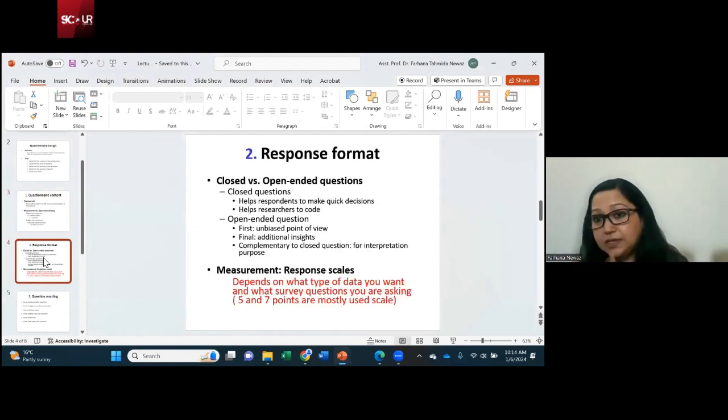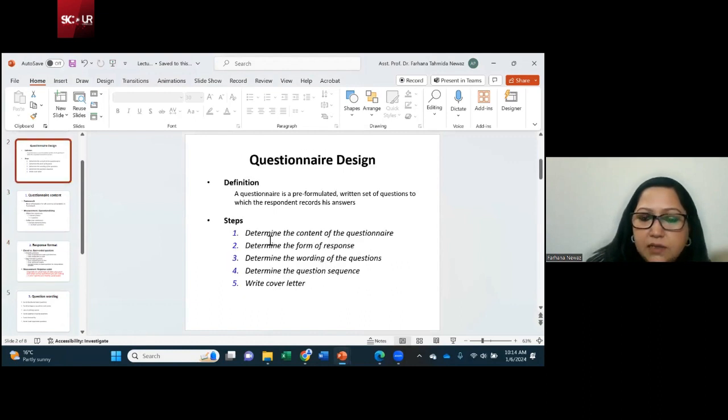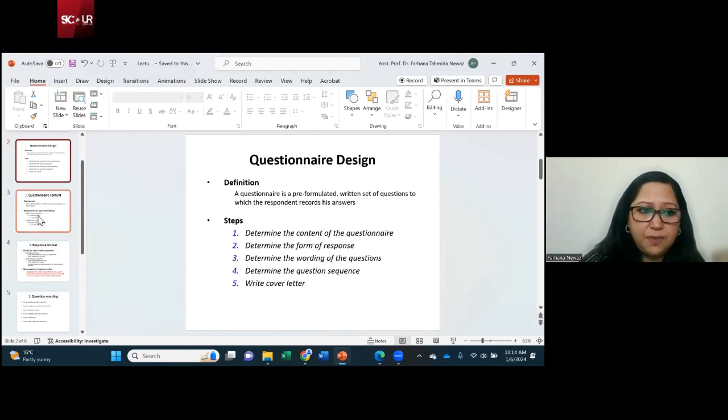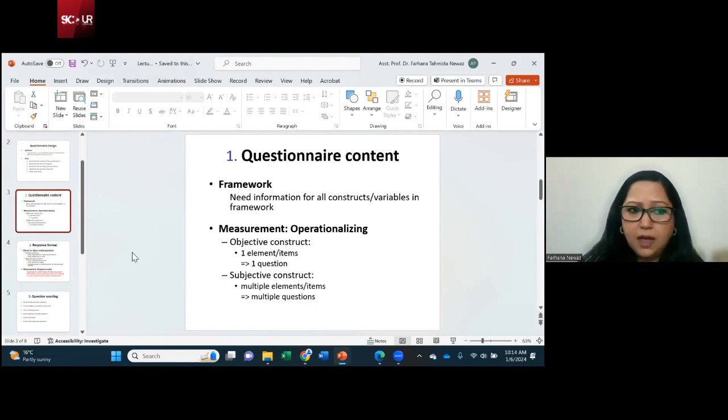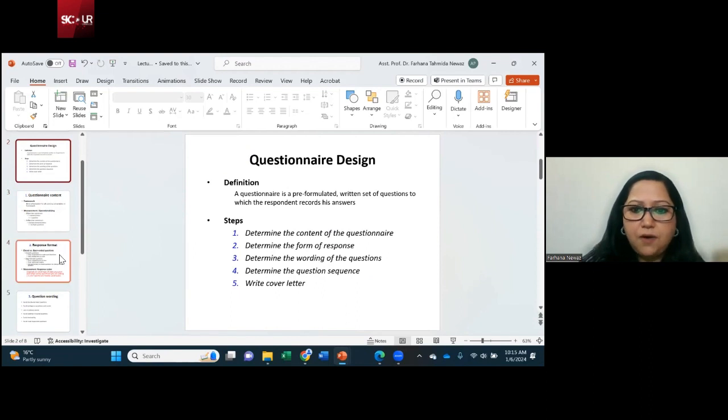All right, so the second step is response format. Determining the content of the questionnaire is already done. You just need to refer to your conceptual model, and based on the variables you have used in it, you will know what the content of your questionnaire will be. Then I go to the second step, that is, determining the form of responses.